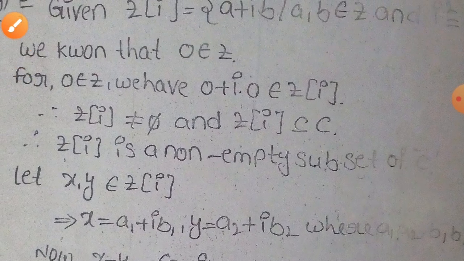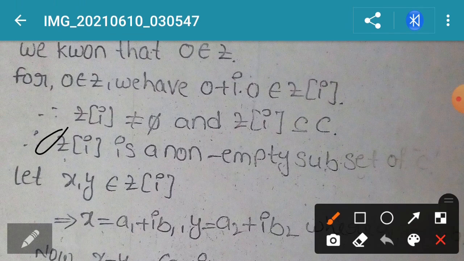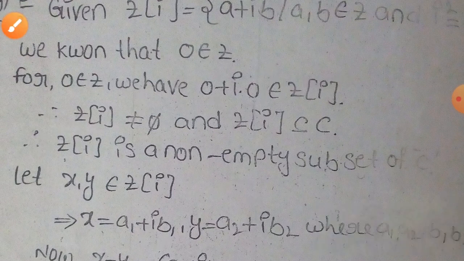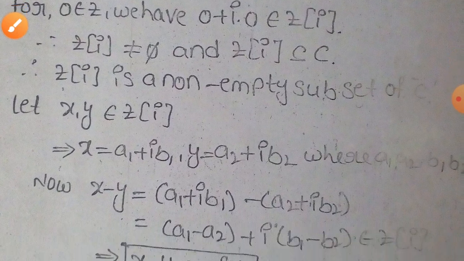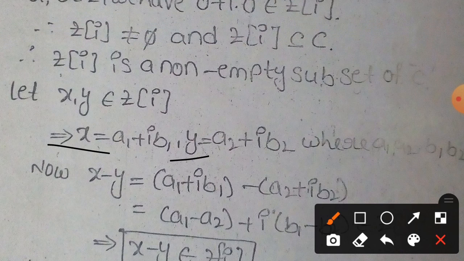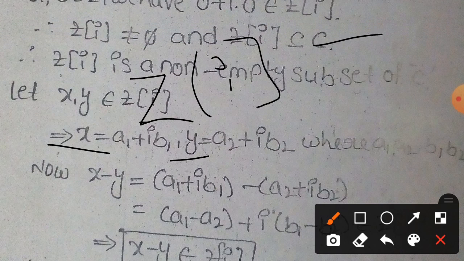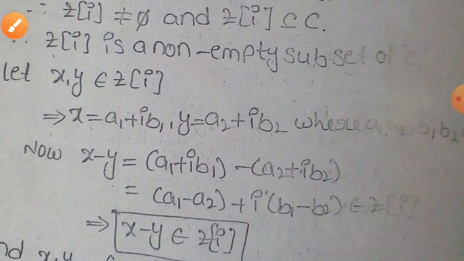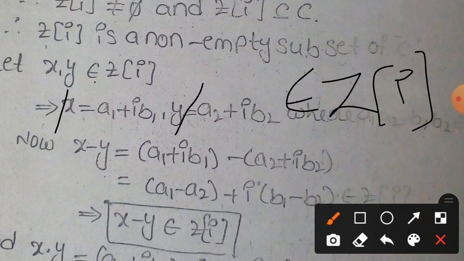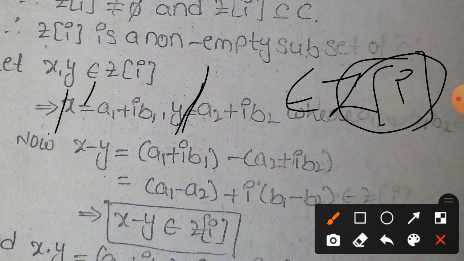Zi is a subring, so a minus b must be in Zi and a into b must also be in Zi. In place of a and b, we take some elements x and y. First, we take values in the set Zi. In Zi, the elements are of the type a plus ib, a1 plus ib1, a2 plus ib2. So x, y are in the set Zi. If x, y are in the set Zi, then x minus y is also in Zi, and then we say that Zi is a subring.